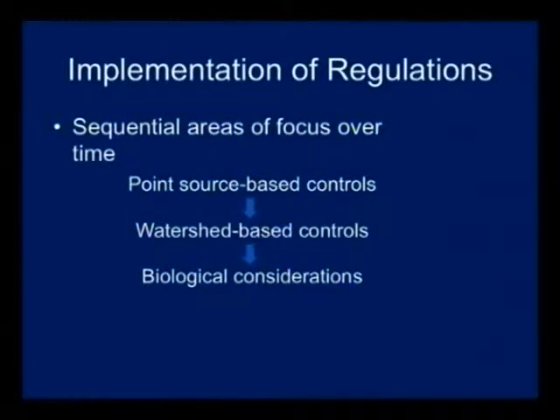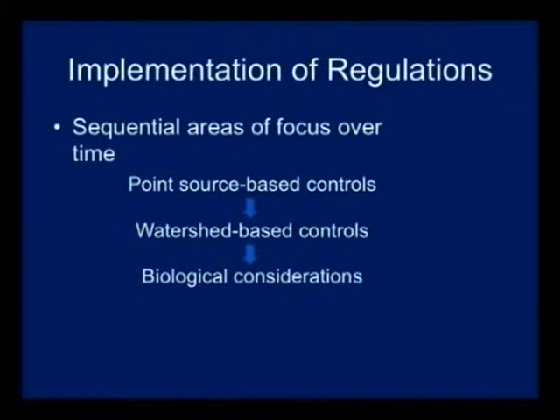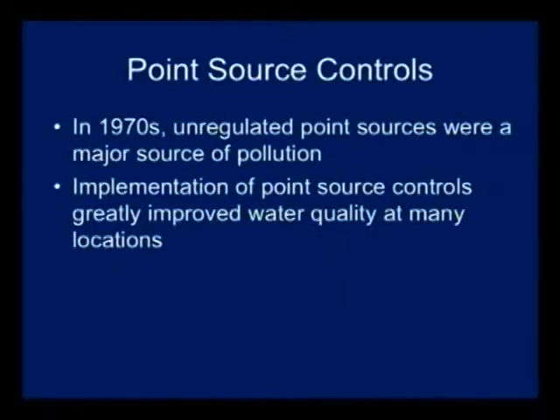So those are the key aspects of the Clean Water Act and the basis of federal pollution control regulations. I'll talk a little bit now about the evolution of how they've been implemented. Starting in the 70s, the focus was on point source-based controls. Moving into the 80s and 90s, we moved into watershed-based controls, and then the last 10 years or so, we've looked more at biological considerations, and I'll step through that sequencing with a couple of examples.